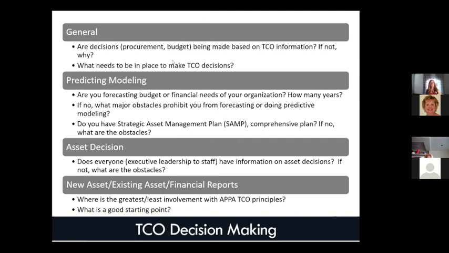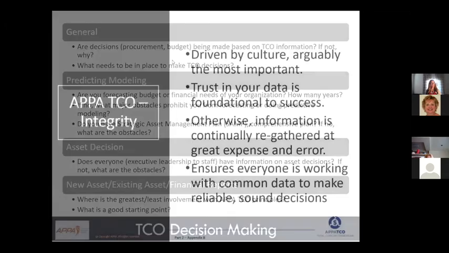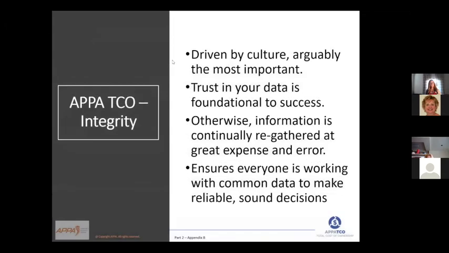So great questions for our TCO decision making there. If we're looking next at integrity, which is the lowest level of our triangle, and on which everything is foundational, I believe this is foundational to the success of total cost of ownership. It's largely driven by our culture, and we're also looking at how everyone is working with that common data.